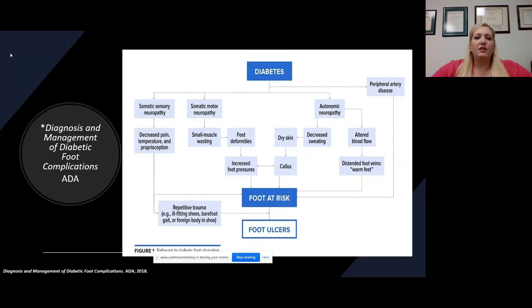So I'm going to go through this algorithm. I think it's really important to understand how diabetes affects the lower extremity and the foot in particular. This is a schematic that was developed by the American Diabetes Association, and obviously the American Diabetes Association is a very good resource for patient educational materials and clinician education materials as well. You could see at the top of this schematic that it all starts with diabetes, and unfortunately uncontrolled diabetes.